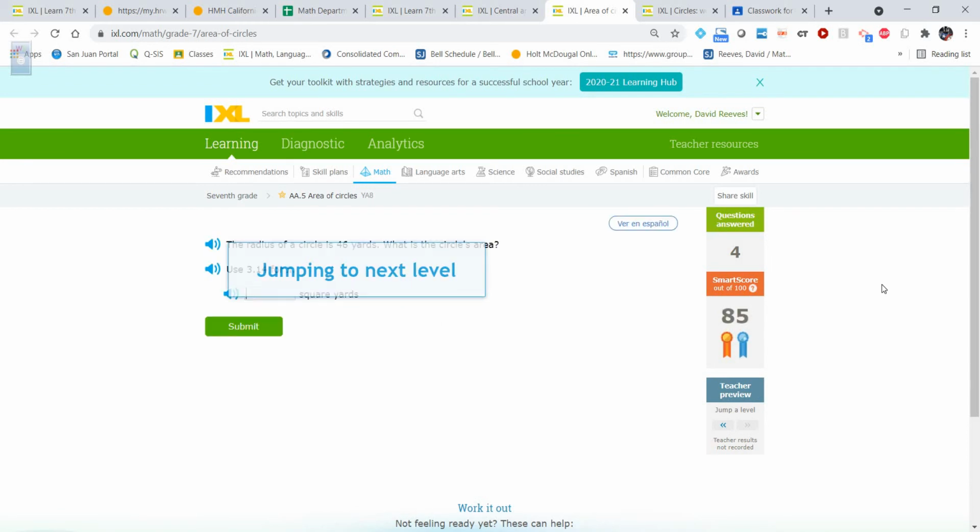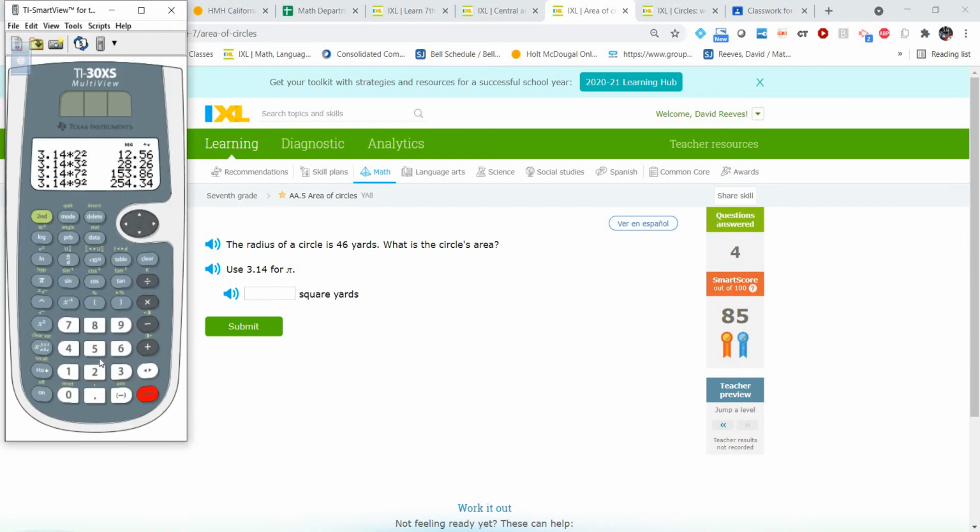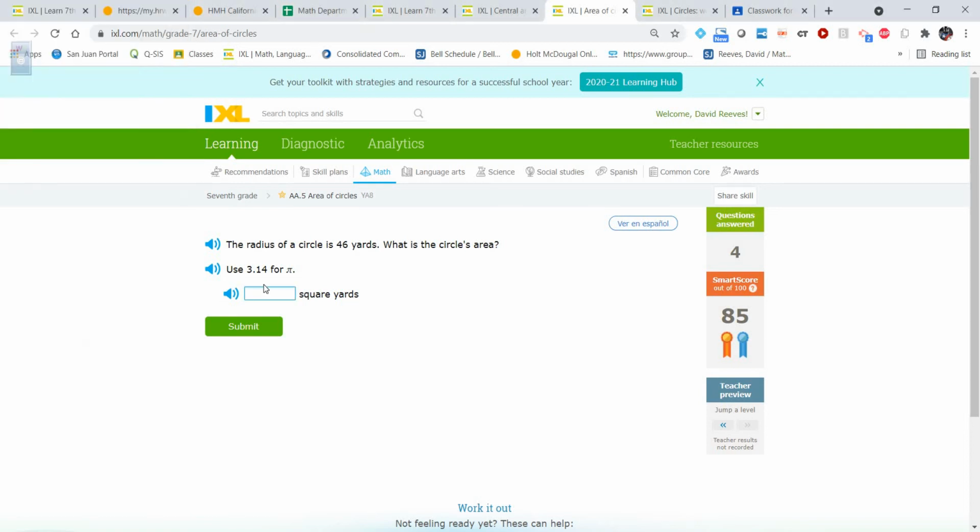All right, let me skip up, see what they got here. Radius is 46 yards. Okay, again, just not any more difficult. They told us the radius, 3.14 times 46 squared. There we go. What do we get? 6644.24 square yards. All righty.